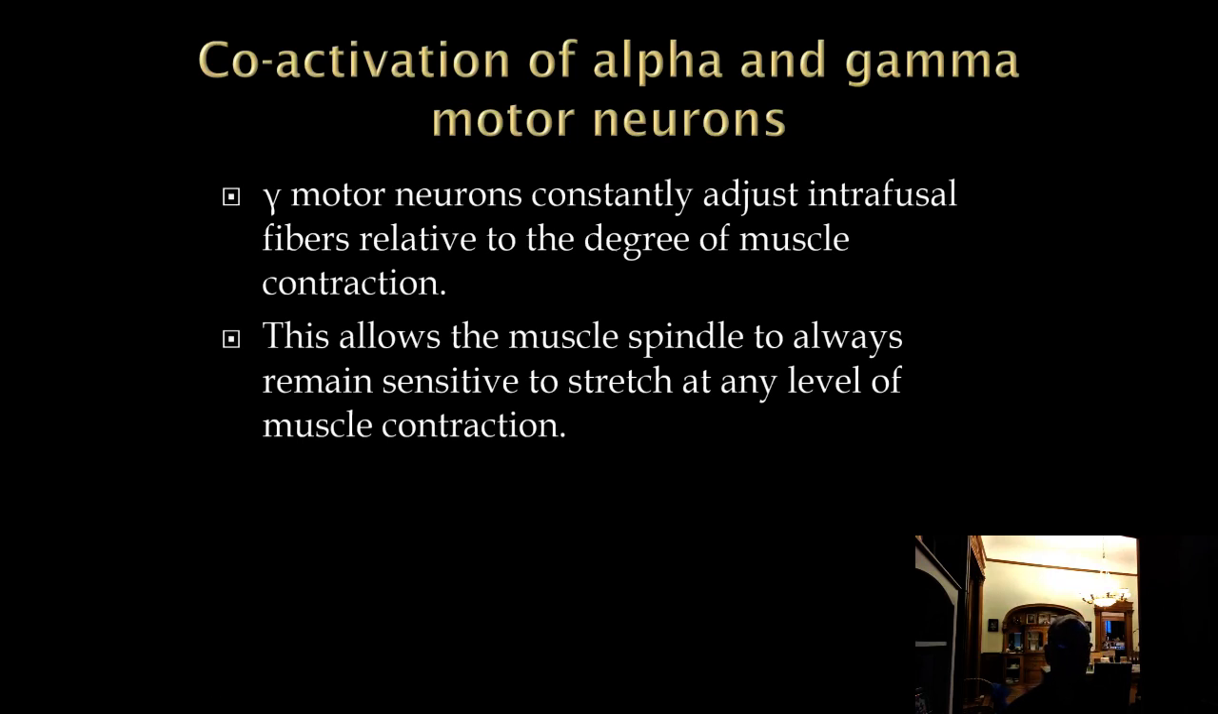Okay, so the gamma motor neuron is always activated in parallel with anterior horn cells to maintain that finely tuned needed information. Okay, so we call this a co-activation of alpha and gamma motor neurons. So the concept here is that the gamma motor neurons are constantly keeping those intrafusal fibrils tight to allow for a very sensitive response to any stretch.